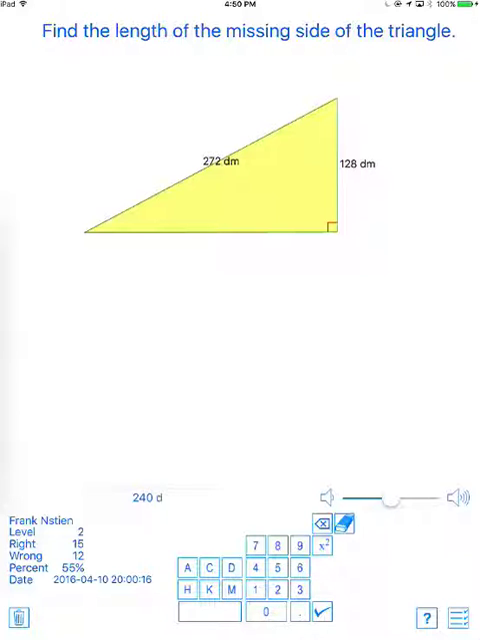Space dm. All right, and then we click on the check button to check to see if we're right.